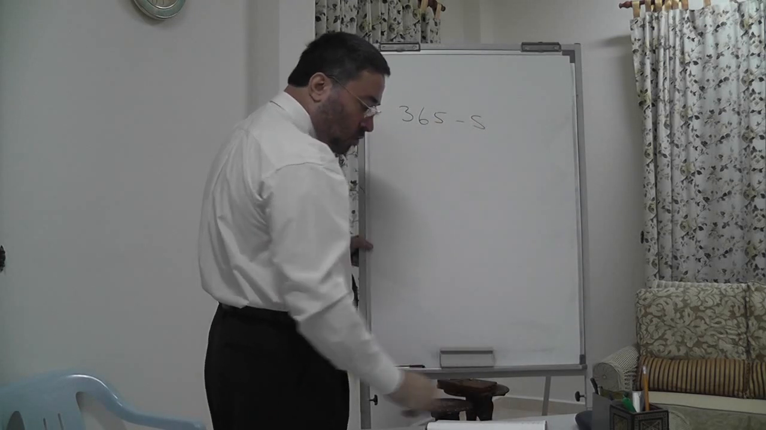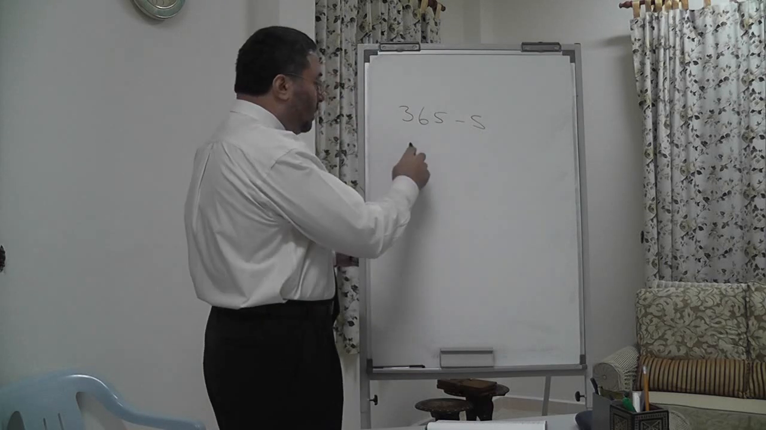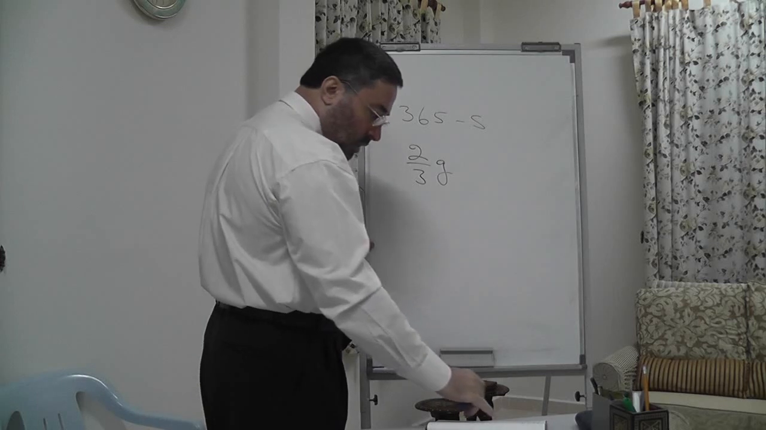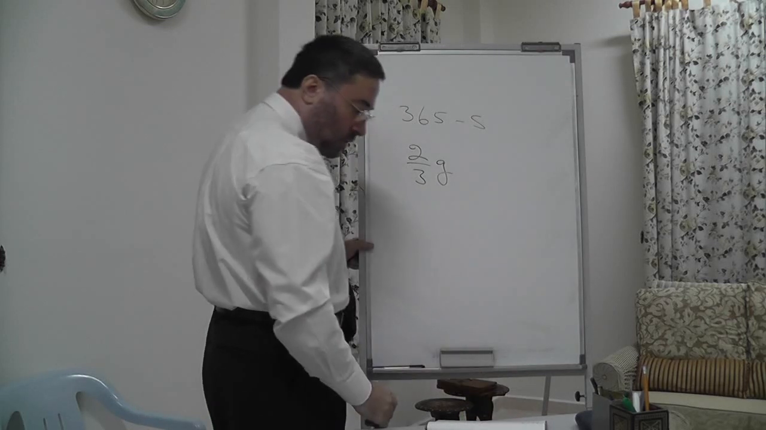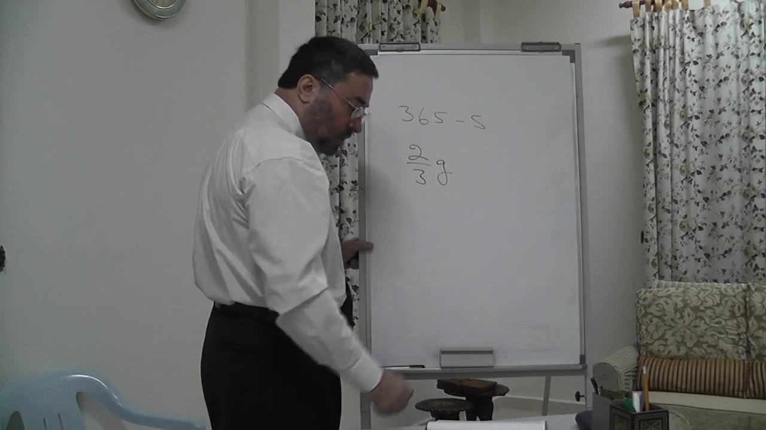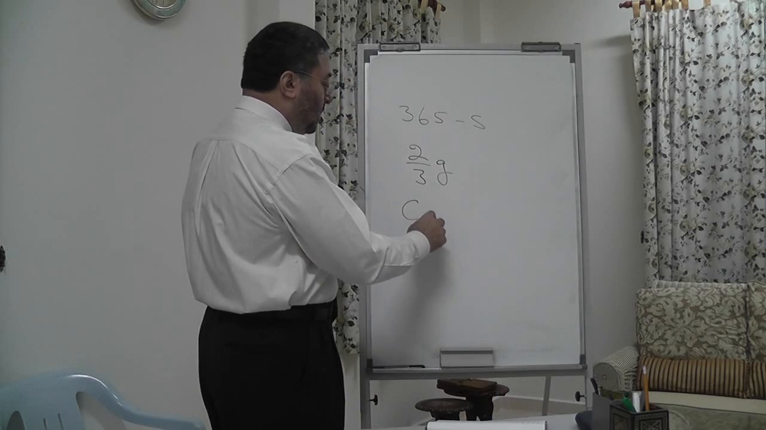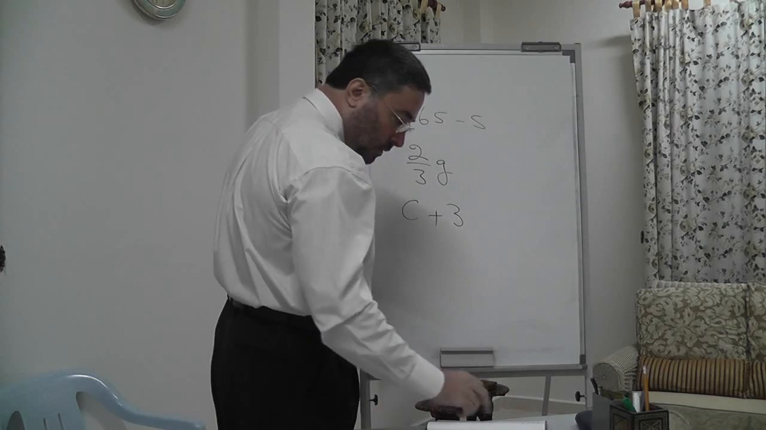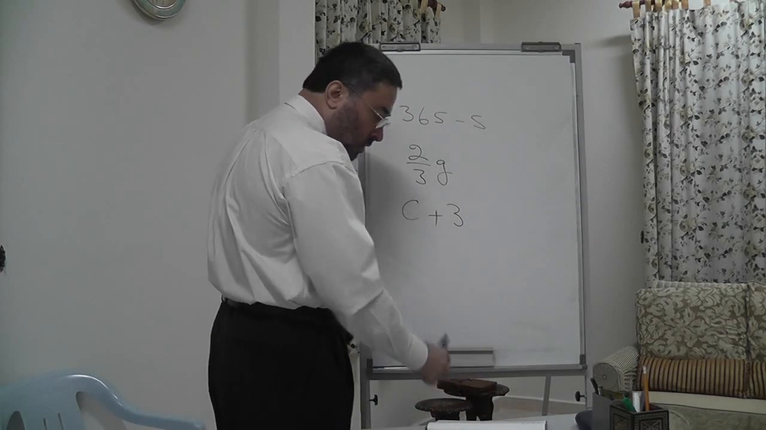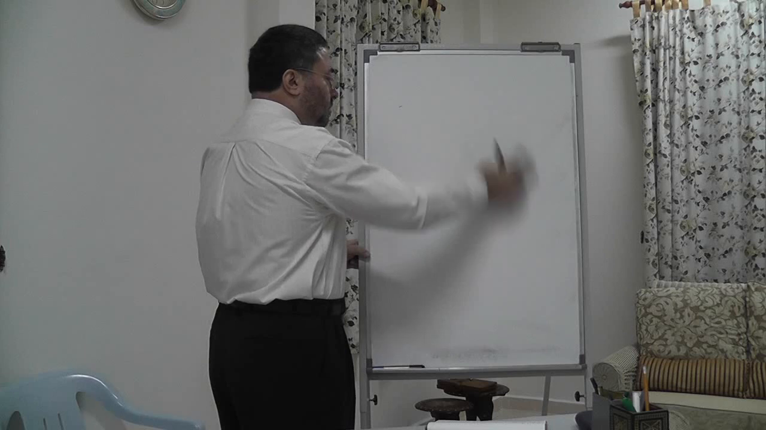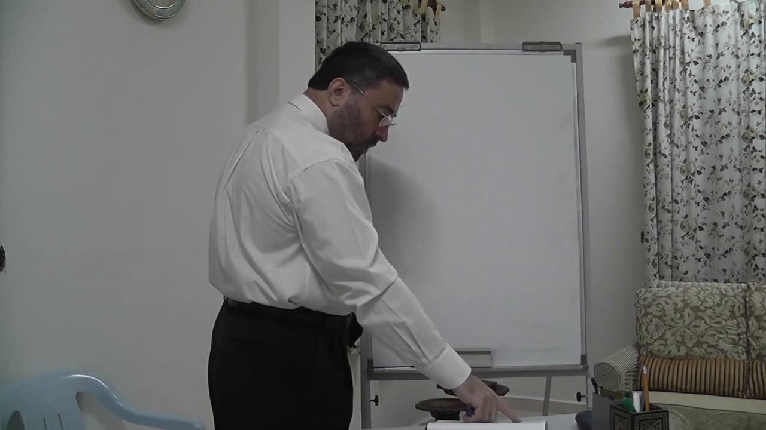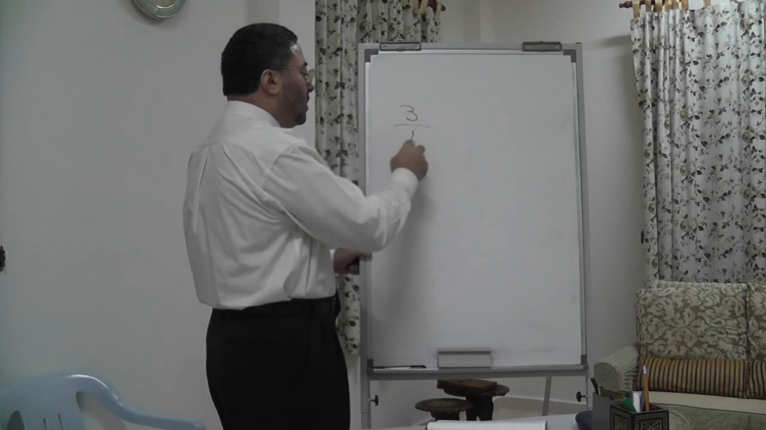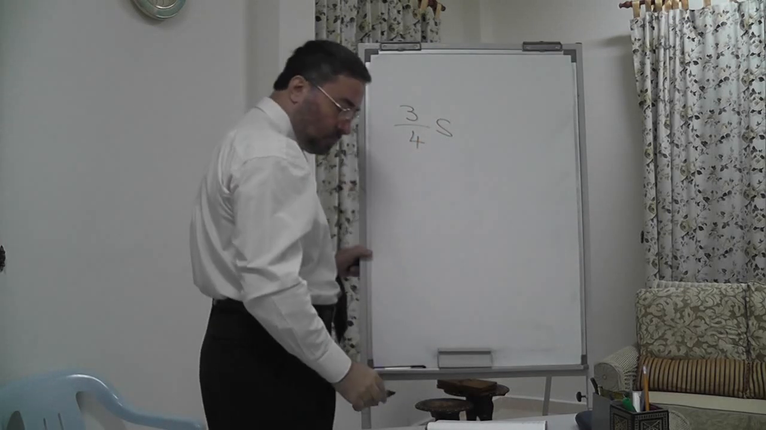Number 19, 2/3 of the number of girls, g. So that will be 2 over 3 g. Number 21, 3 more than the number of cars, c, in the parking lot. So c, and 3 more, that's c plus 3. Number 23, 3/4 of the number of students, s, so that will be 3 over 4 times s.